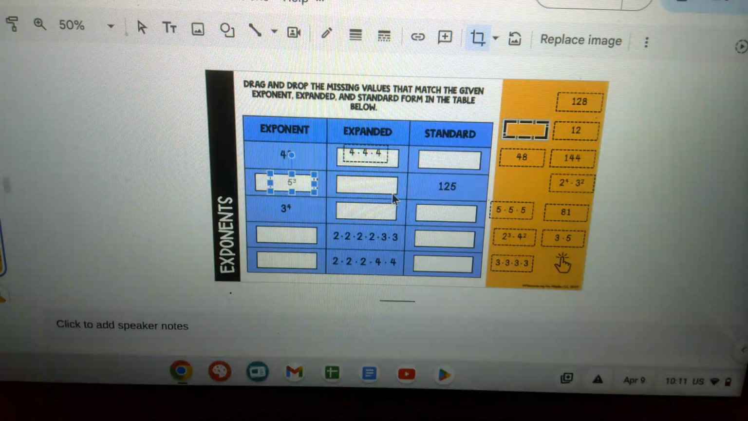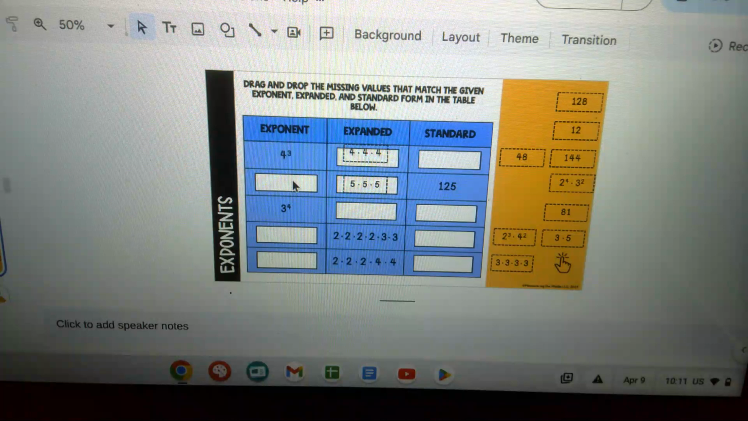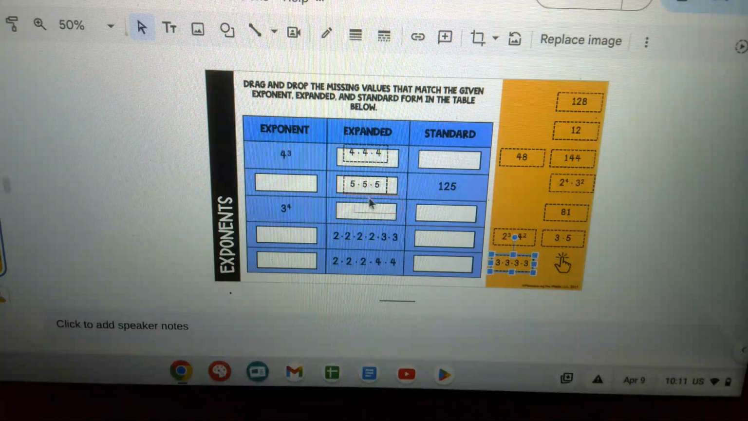And that's the same thing as 5 times 5 times 5. I don't know why 5 to the third power disappeared on that one, but it did. This one, 3 to the fourth power, is going to be 4 threes.